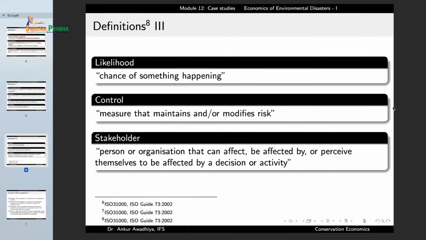Control is a measure that maintains or modifies the risk. So when we have a risk and we try to control the risk, it is a measure that maintains or modifies the risk, and in a number of cases, it tries to reduce the risk. And stakeholder is a person or organization that can affect, be affected by, or perceive themselves to be affected by a decision or an activity. So you can have a person or you can have an organization, and their role is they can affect a decision, they can be affected by a decision, or they perceive themselves to be affected by a decision or by an activity.